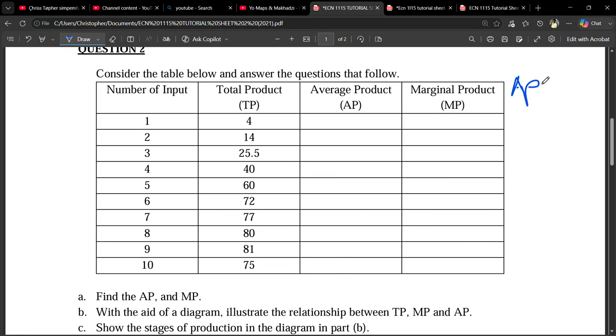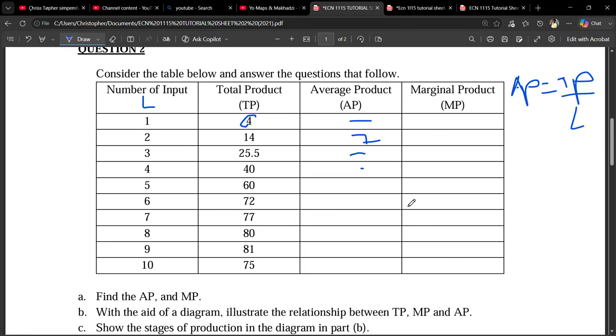To find average product, we use the formula we stated. Average product is total product divided by the labor that we have. We know that in the short run labor is changing, so this is our labor. 14 divided by 2, we get 7. We find the answers by just dividing this by that, and get our answers there.